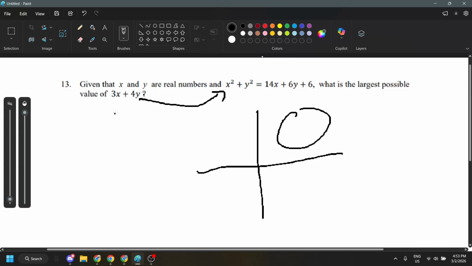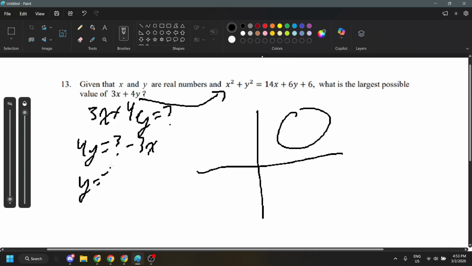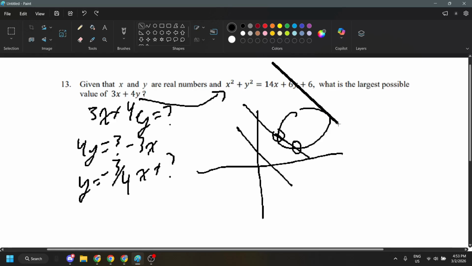Then we have 3x plus 4y. 3x plus 4y is going to be equal to our question mark. So 4y is equal to question mark minus 3x. So y is equal to negative 3/4 x plus question mark. So we need to find the maximum possible value that we could put on a line that's going like this-ish to where it intersects. So it's going to be this line right here, I think. Or it's going to be this line here, I think.